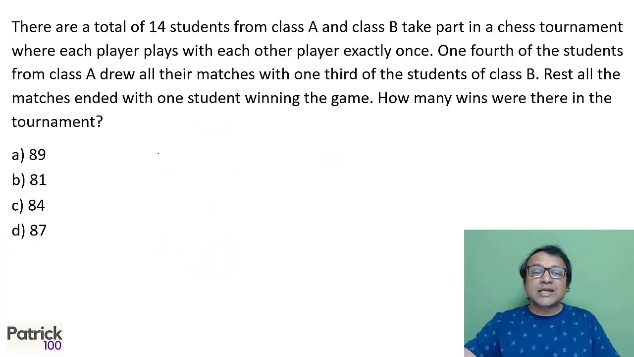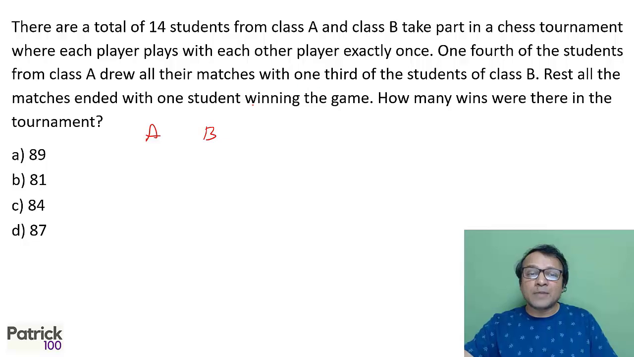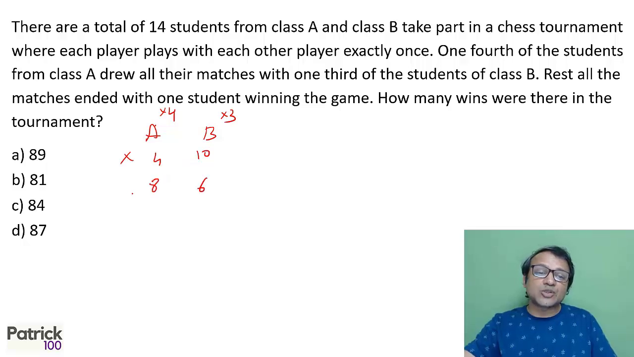Total of 14 students in class A and B. 1/4 of students from class A drew with 1/3 of class B. That means the number of students in class A should be a multiple of 4. The number of students in class B should be a multiple of 3. Can't have 4, 10, not possible because B should be a multiple of 3. 8, 6 is possible. That's the only thing possible. So again 12, 2 is not possible. So A has 8, B has 6.